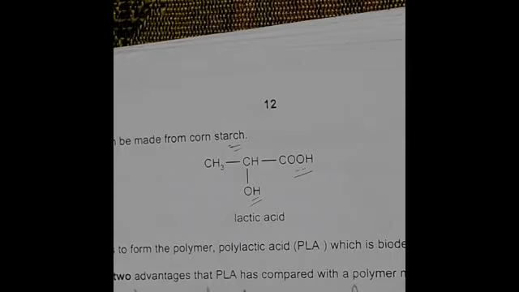That's why lactic acid forms the ester functional group. Ester is formed by reaction between alcohol and carboxylic acid. Why does lactic acid form ester? Because one molecule of lactic acid contains both carboxylic acid and alcohol. That's why it forms ester.